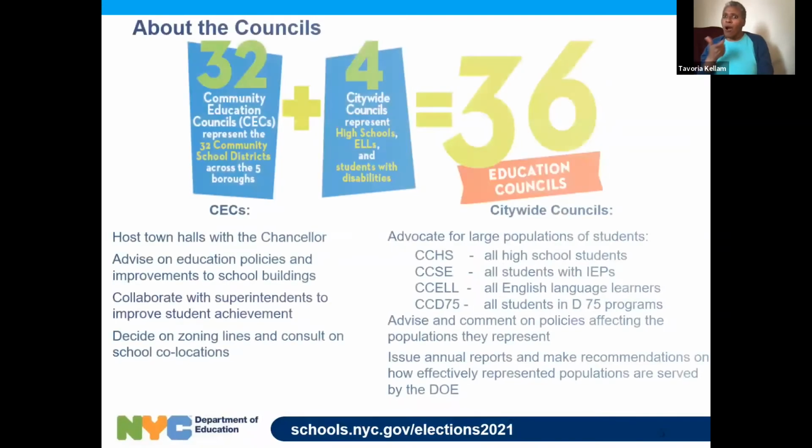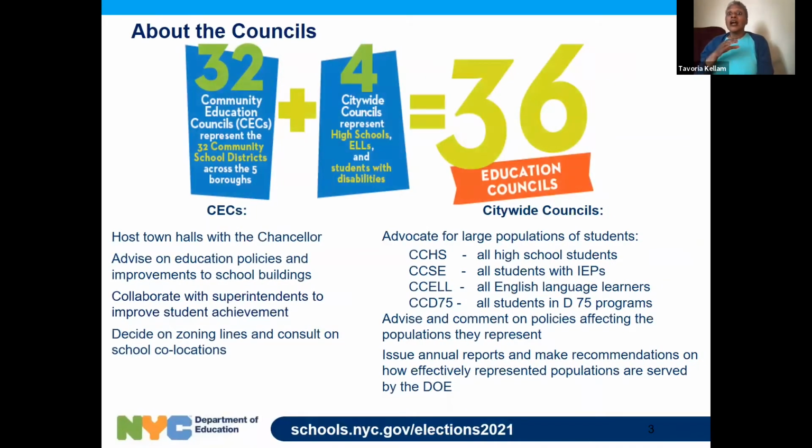So community education councils have 11 members per council, 9 of whom are elected, and 2 are appointed by the borough president. All seats are up for re-election this year. Now, citywide councils are the same, except for the high school council, which elects 2 parents from each borough for a total of 10 parents to represent high schools all across the city. There are also 3 appointees, 1 from the public advocate and 2 from other citywide councils.